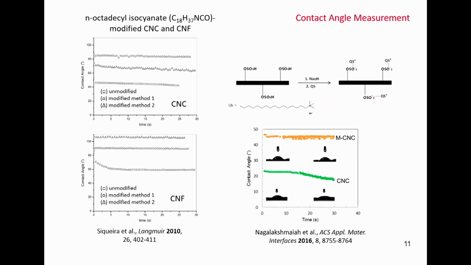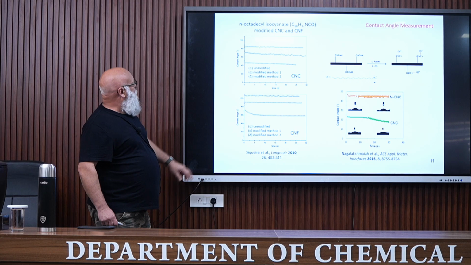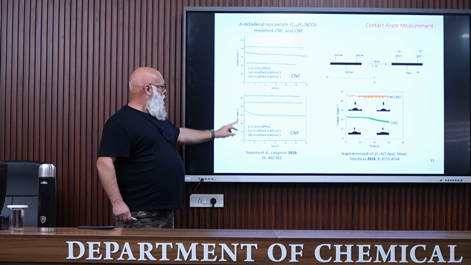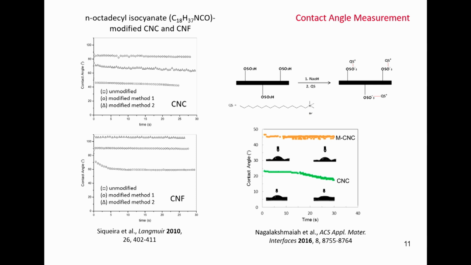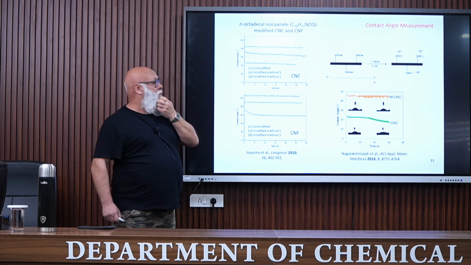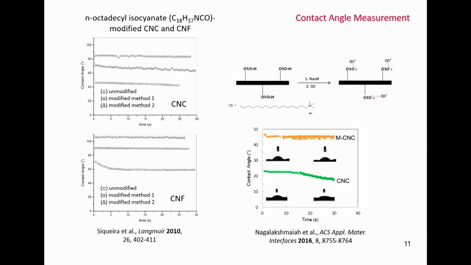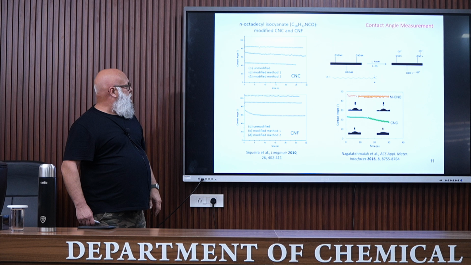So these are some examples. We have seen this, I think it was yesterday, for cellulose nanocrystals and cellulose nanofibrils. Contact angle is a function of time. Unmodified nanoparticles, and so you can see that cellulose nanofibrils are more hydrophobic than cellulose nanocrystals. We have here about 60 degrees, and here it's 45. The reason is the presence of residual hemicellulose and lignin on the surface of nanofibrils. And after modification with an isocyanate, we can see this increase in the contact angle.